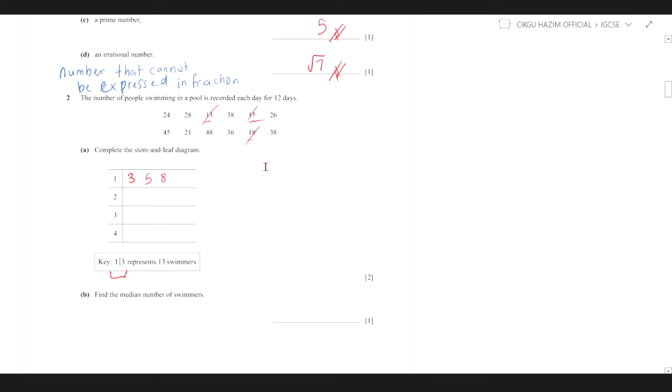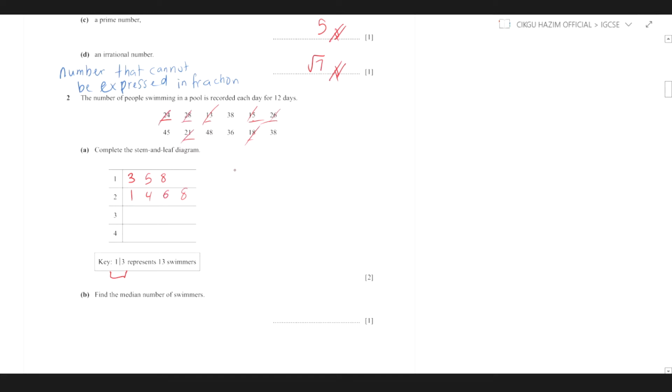As for number 2 here, we have 24, 28, 26, 21, and that's all. We have four numbers of 20 something, but like I said, we need to put them in order. So the first one is 21, and after that is 24. We only put the leaf, and then 6 and then 8. That's done, cross the number so that we are not putting a repeated number.